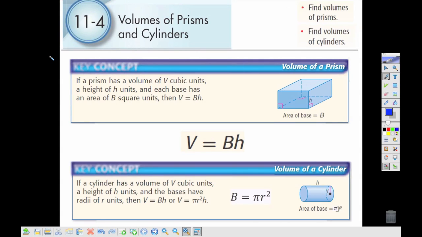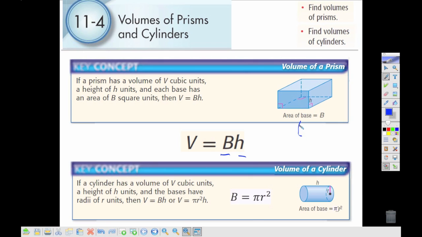In this section, we'll be looking at the volumes of prisms and cylinders. The formula is very simple. The area of the base times the height, whether it's a prism or a cylinder. Remember, with the prism, our base will be the side that's not a rectangle, unless all of them are rectangles, in which case you can choose any side.